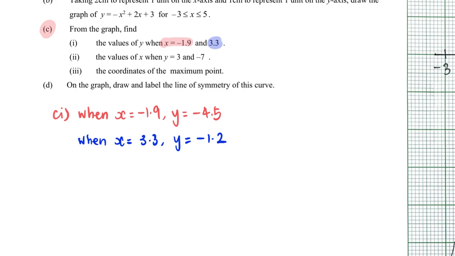Alright, so the answer for such a question is usually plus minus 0.2. Okay, plus minus 0.2. That's the accuracy that is demanded.